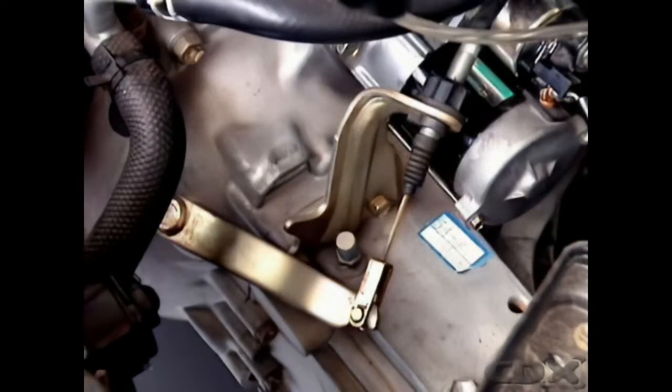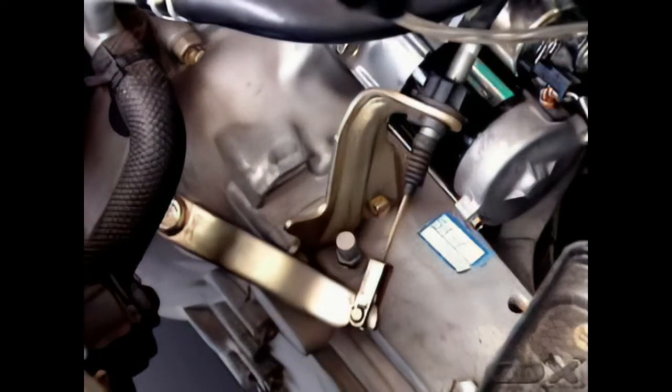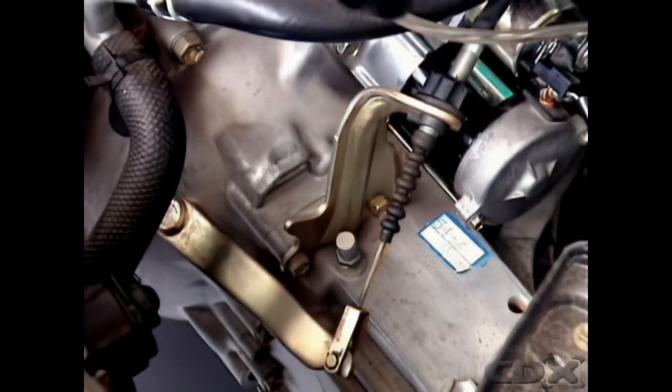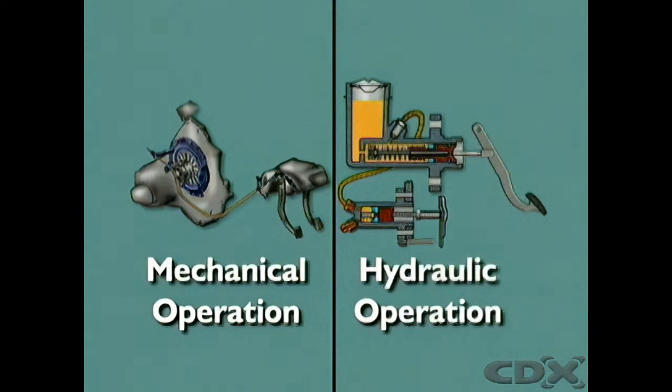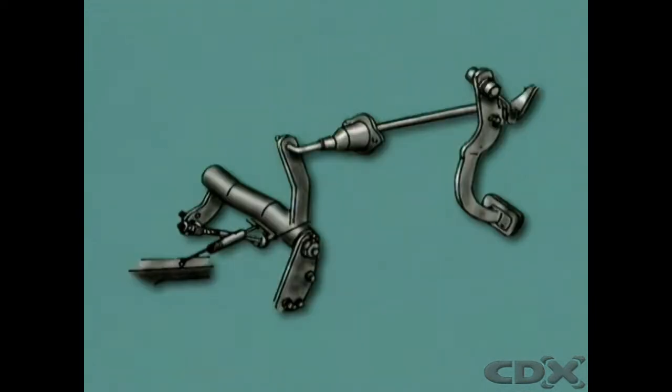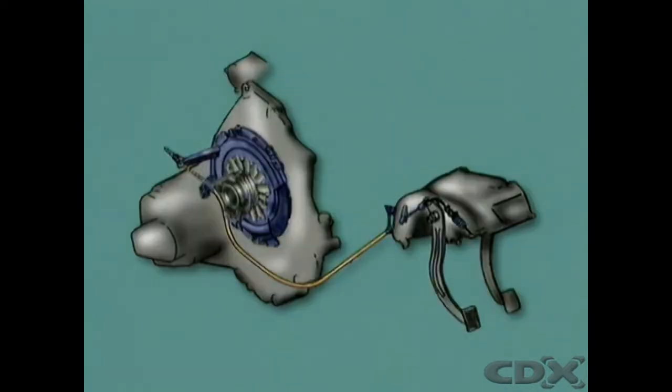Movement at the pedal pad is transferred through an operating mechanism to the clutch assembly on the rear of the flywheel. This mechanism may be mechanical or hydraulic. Mechanical systems may use a system of levers, but cable operation gives more flexibility and is more common.